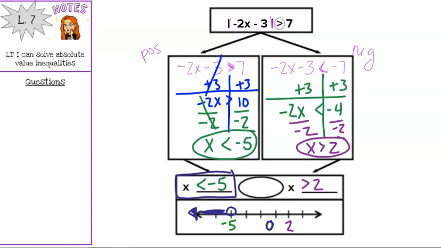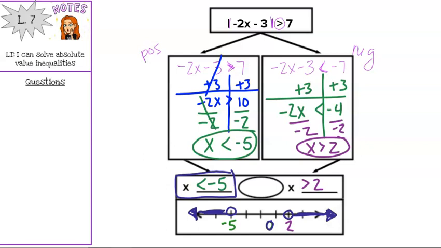X is greater than 2. Greater than means open circle. And I'm going to shade to the right of 2 because 0 and negative 5 are both less than 2, so I don't want to shade on that side. I want to shade over here.